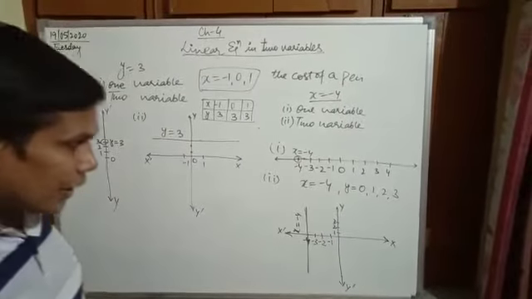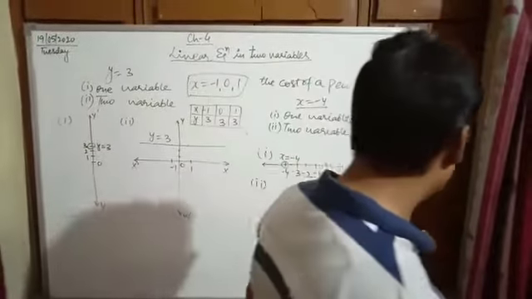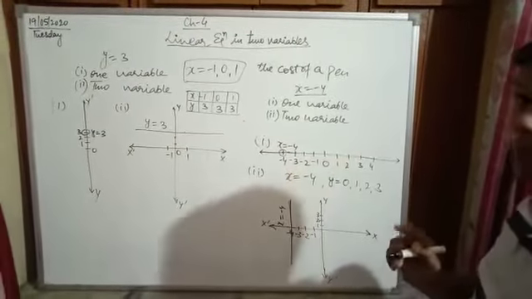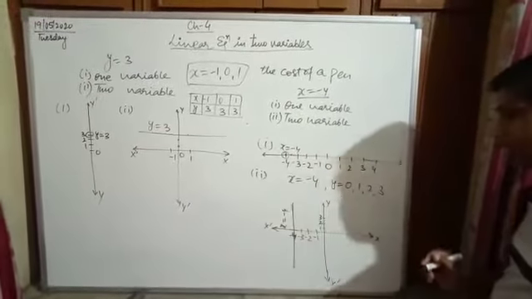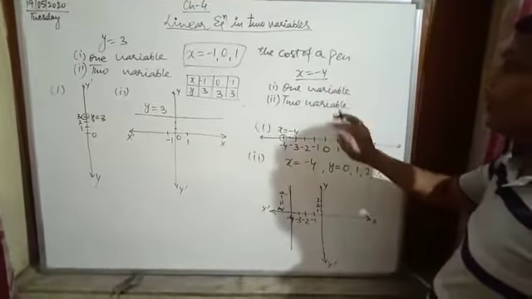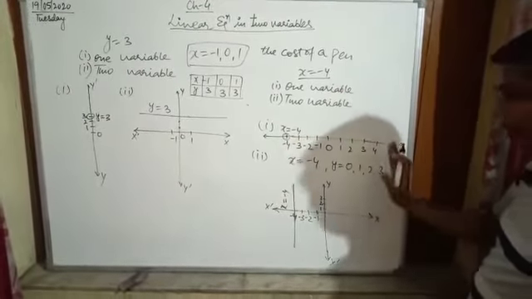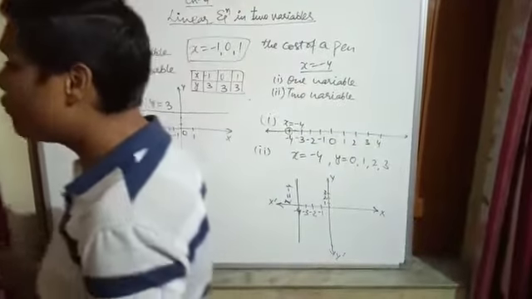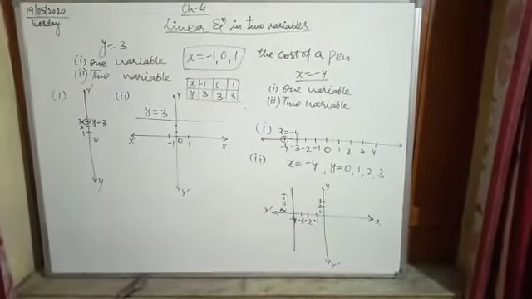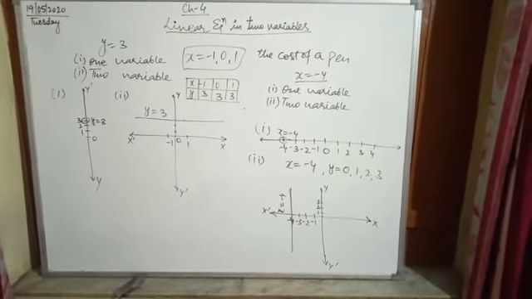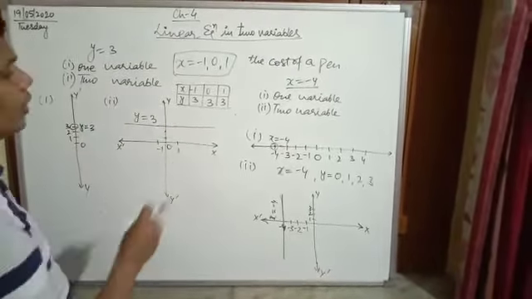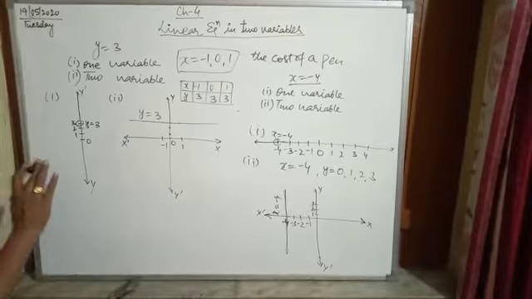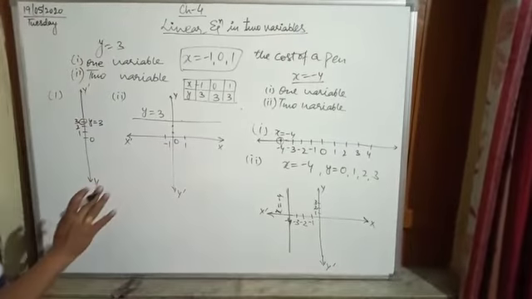If y is constant, or only y is given, then we will get a line parallel to the x-axis. But if x is constant, x is equal to something, then we get a line parallel to the y-axis. These are the solutions of single variable equations represented in two variable form. These questions are important for the exams. Learn these things. These are very easy concepts. Learn it.